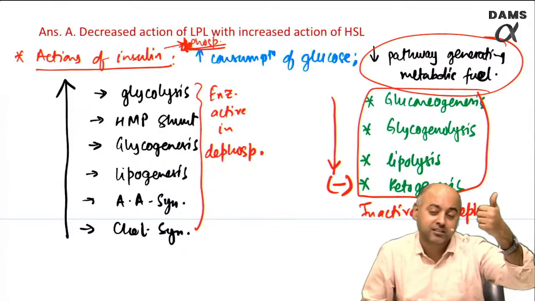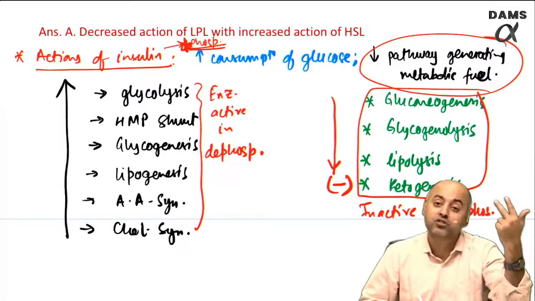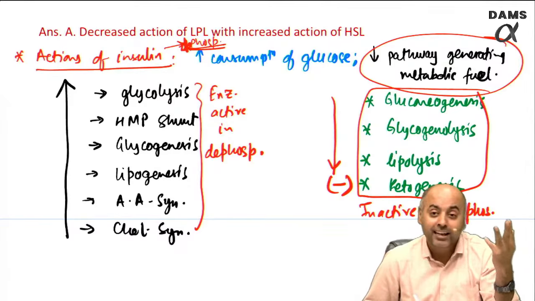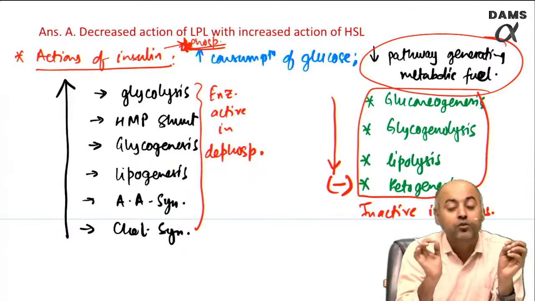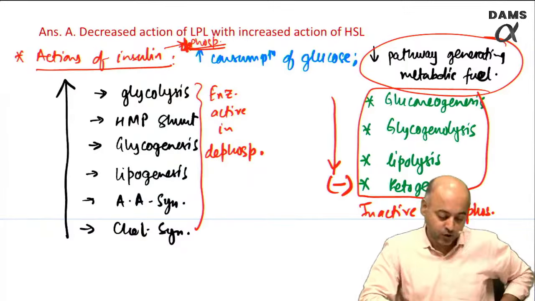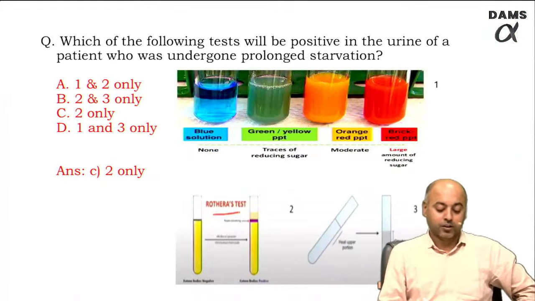Okay, so very important concept here. We talked about four things: fed state, fasting state, the insulin glucagon ratio, the effects of insulin, and enzyme activity in the phosphorylated and the dephosphorylated state. Very frequently asked topics and questions.